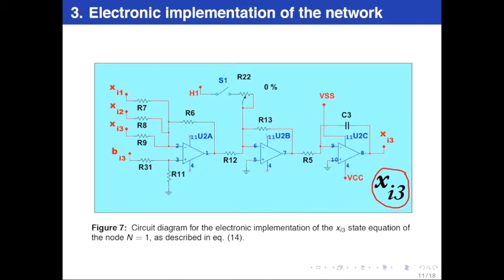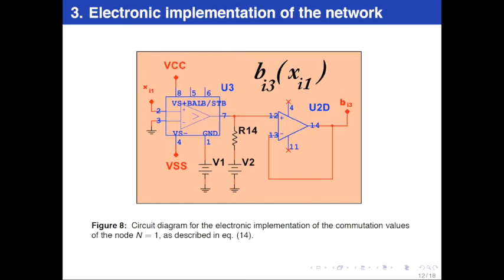Figure 7 represents the electronic implementation of the state x subindex 3, and figure 8 represents the commutation affine vector capital B of equation 1, given as the circuit diagram of figure 8. In this case, a comparator was implemented in order to make the values commutate to the value B subindex 3.